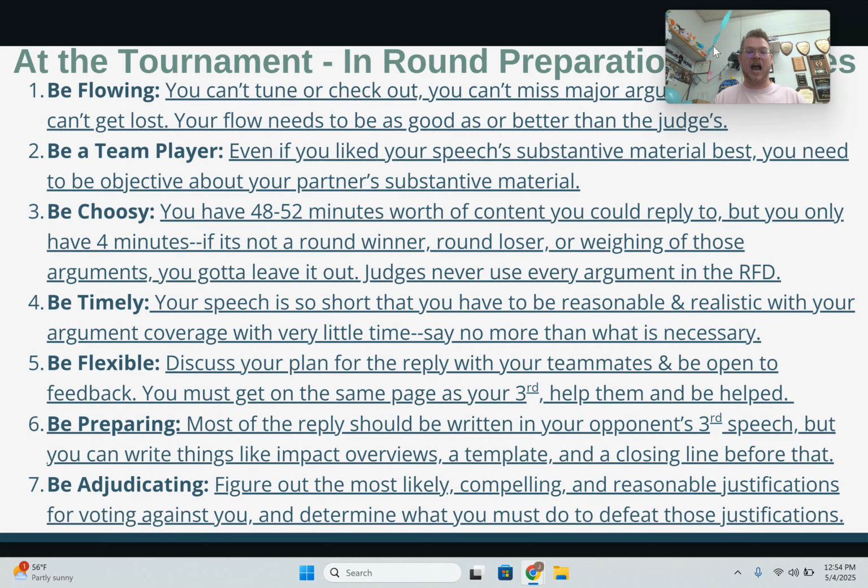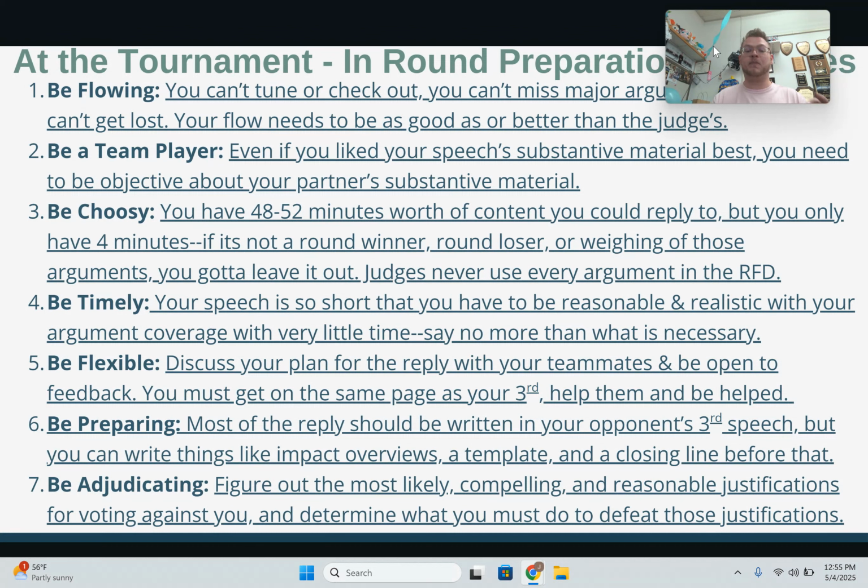You also need to be timely. Your speech is so short that you have to be very reasonable and realistic with how much you can cover in very little time. So say no more than is actually necessary, and write down no more than is actually necessary. You need to be super flexible. Discuss the plan for the reply with your teammates and be open to feedback before the round and during the round. You need to get on the same page as your third speaker, help them set you up for success, and be willing to take their direction as well.